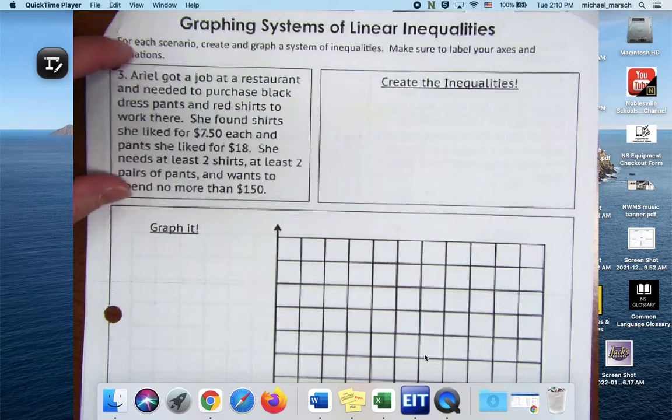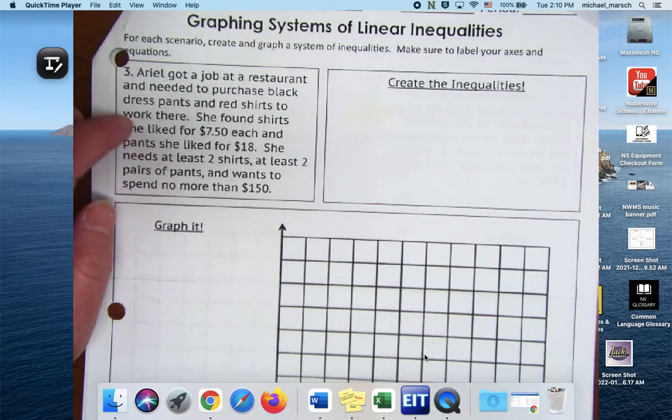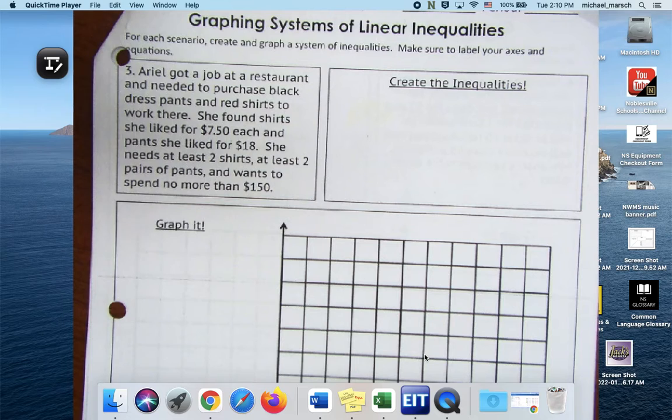Okay, read this scenario about Ariel to yourself, and then we'll chat about it. Huh? She's just the girl that got a job at the restaurant. We're moving to number 3. You saw that, right? Yeah, just a girl. I don't think she's a little mermaid, but maybe. Maybe she was told to get a job. I don't know.